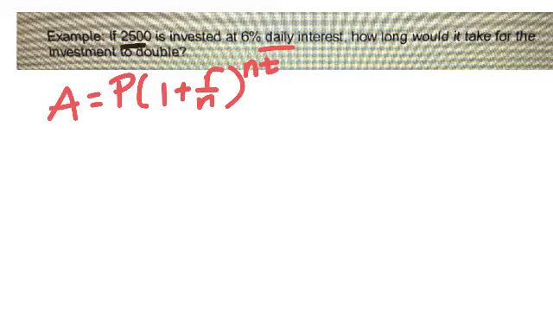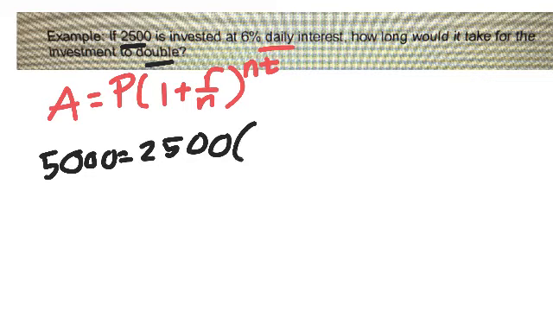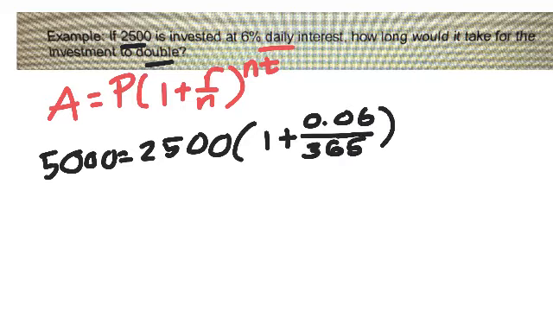Okay, so if I'm wanting $2,500 to double, then in the end I want it to be $5,000. So I know the amount in the end is going to be $5,000 equals the principal amount is $2,500 times 1 plus the rate is 6%, so that's 0.06, over number of times compounded in a year. Well, because it's daily, that would be 365. Raised to the number of times compounded, still 365. And then T is what we're looking for, the amount of time it takes.